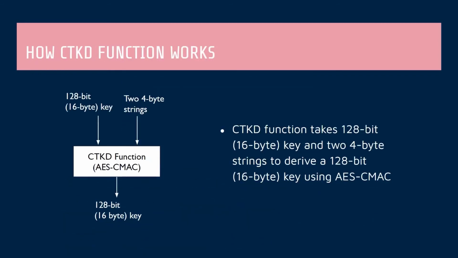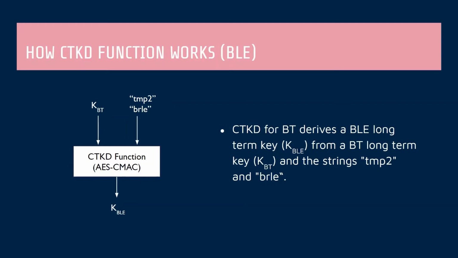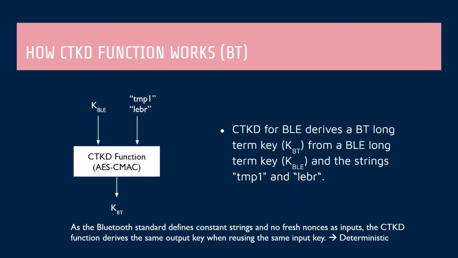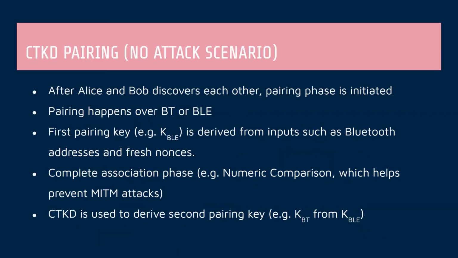Generally, a 128-bit key and two 4-byte strings are passed into the CTKD function using AES-CMAC, which is a form of AES encryption, to output a 128-bit key. Putting this into specific context, to derive a BLE key, a BT key and two fixed strings are used as inputs. To derive a BT key, a BLE key and another two fixed strings are used as inputs. As the Bluetooth standard defines constant strings and no fresh nonces as inputs, the CTKD function derives the same output key if the same input key is reused. This is deterministic.